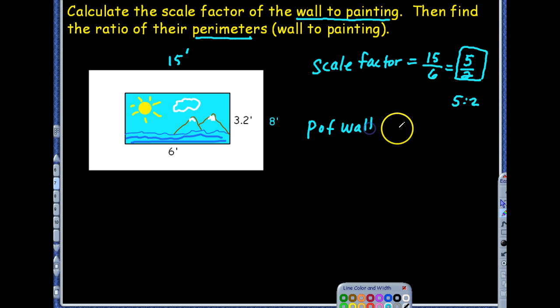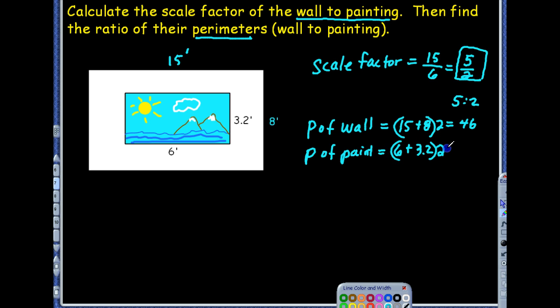We could do our 15 plus 8 and take it times 2 because there's double of those. We're going to have a perimeter of 46. It's just super quick. So 46 is the wall. And the perimeter of the painting, I could take my 6 plus my 3.2 and take that times 2 because I've got 2 lengths, 2 widths, and that's going to give me 18.4.